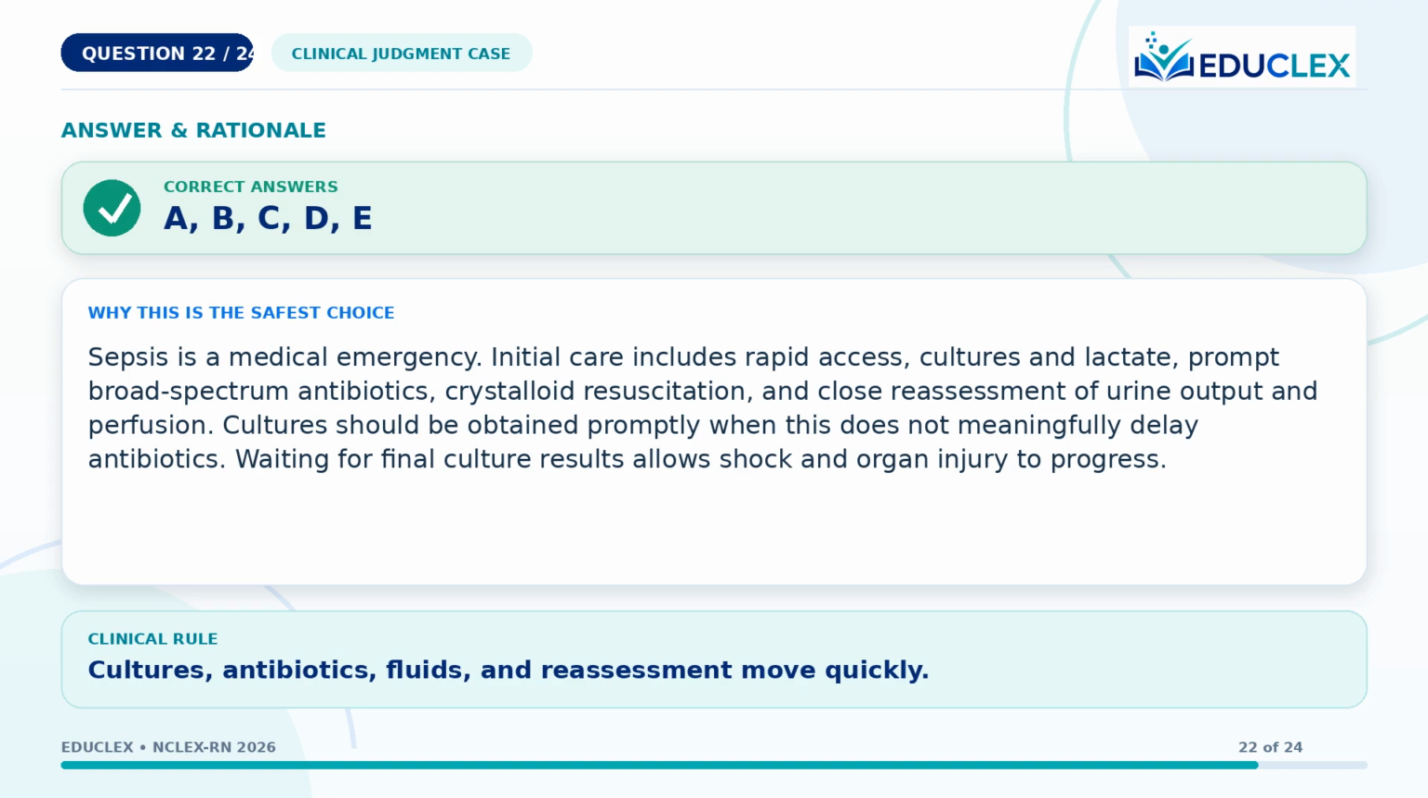The correct answers are A, B, C, D, and E. Sepsis is a medical emergency. Initial care includes rapid access, cultures, and lactate, prompt broad-spectrum antibiotics, crystalloid resuscitation, and close reassessment of urine output and perfusion. Cultures should be obtained promptly when this does not meaningfully delay antibiotics. Waiting for final culture results allows shock and organ injury to progress.